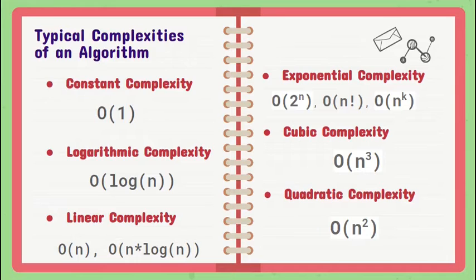So the count of operations is independent of the size of data. That means if you have an algorithm that does not depend somehow on the size of the input, then definitely it is constant time. And we take it as big O of 1. Right? We have logarithmic complexity.